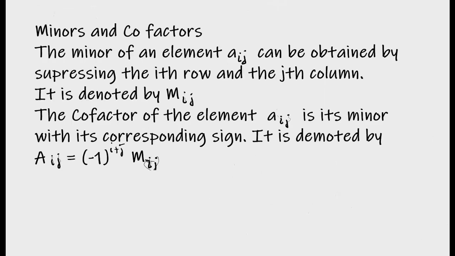Minors and cofactors. The minor of an element aij can be obtained by suppressing the ith row and the jth column. It is denoted by Mij. The cofactor of the element aij is its minor with its corresponding sign. It is denoted by Aij is equal to minus 1 raised to the power i plus j times Mij.